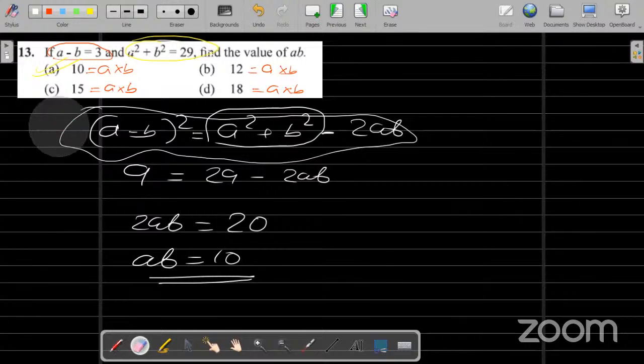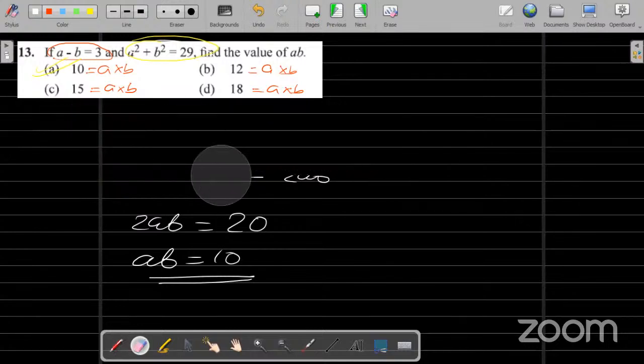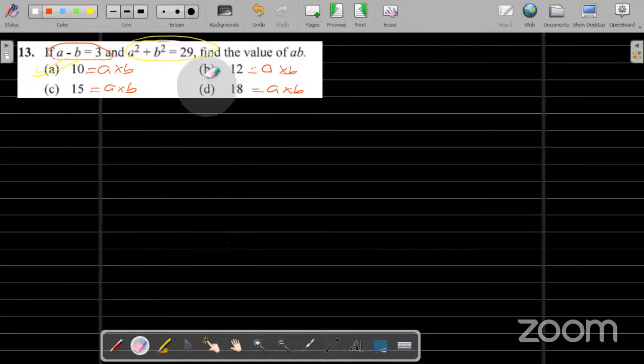So here we can either use the options or we can think of doing it in the normal way. Next question.